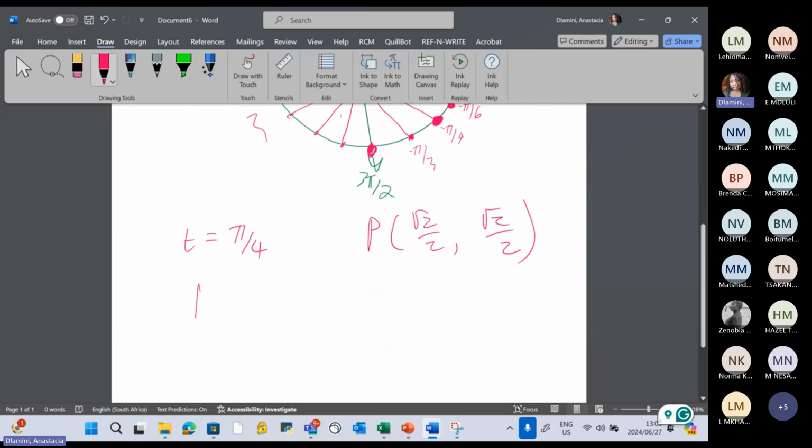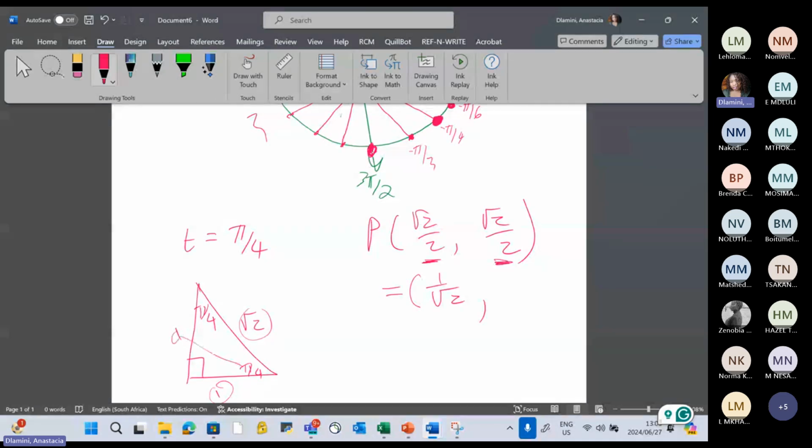If you can't remember, you go and draw the pi over 4 triangle. Pi over 4 and pi over 4, with 90 degrees, this side is 1, and this is root 2. This part represents the cos and this part the sine. Cos is adjacent over hypotenuse, which is 1 over root 2. Sine is opposite over hypotenuse, which is 1 over root 2, the same as root 2 over 2 and root 2 over 2, right?